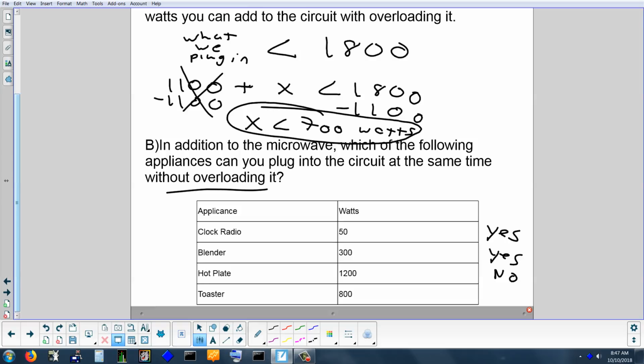How about a toaster? Sorry, Chief. No, can't do it. Nope, can't do it. All right, couldn't do it.